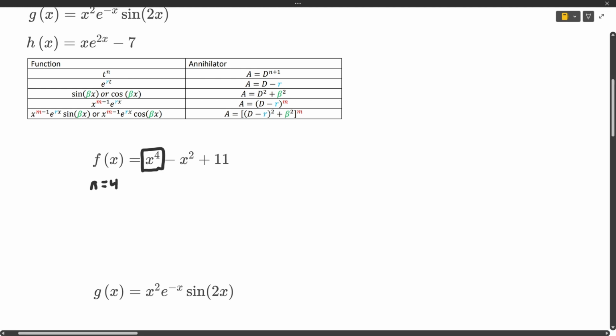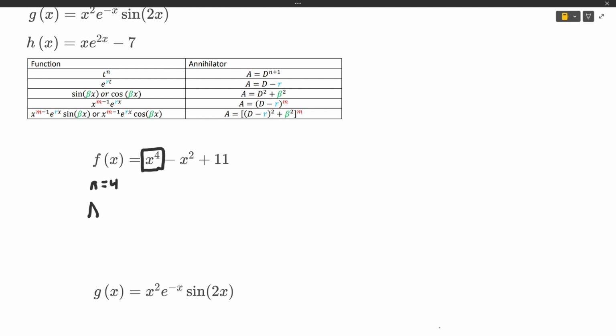So we know that our annihilator, according to the table, is going to be d to the n plus 1. If n equals 4, n plus 1 is 5. So this means that the fifth derivative of the function f of x is going to be 0. Let's just check that out real quick.